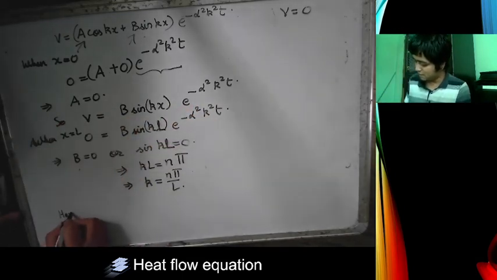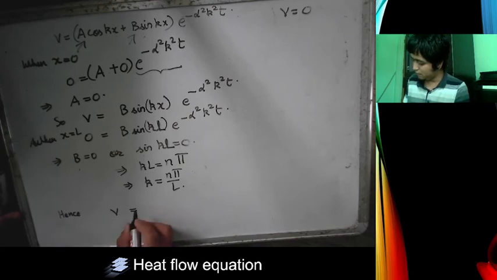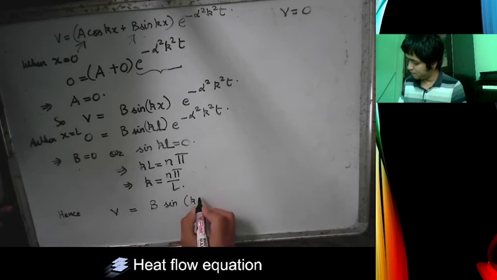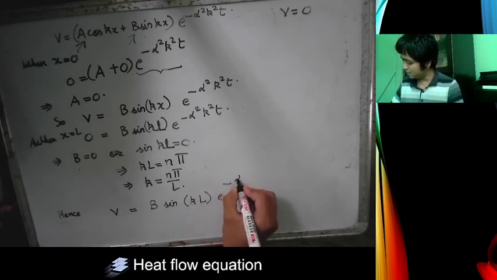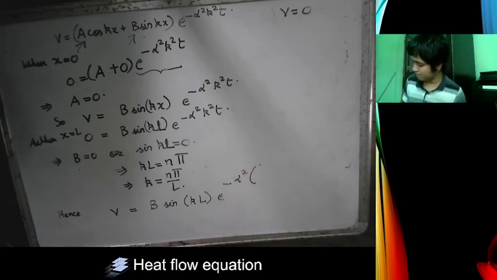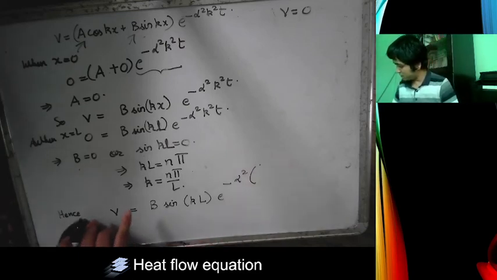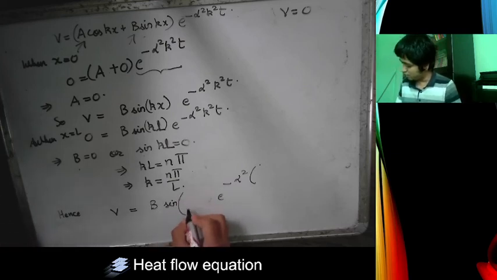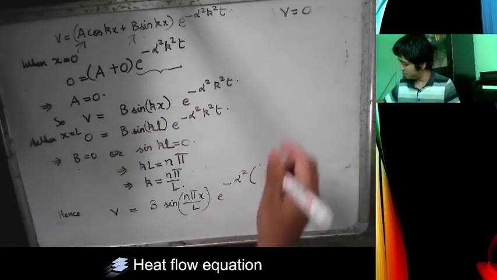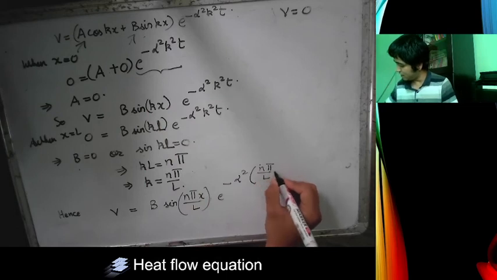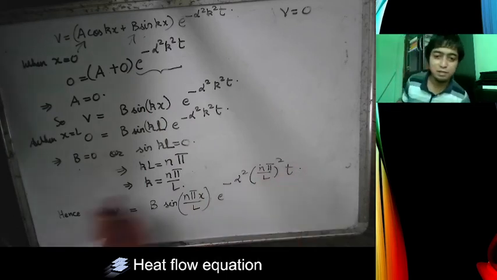Hence, V equal to B sin KL E minus alpha square K, which is n pi by L. So K is n pi by L, so you will be having n pi x by L substituted here, and K square will be n pi by L whole thing squared E. So you will be having this.